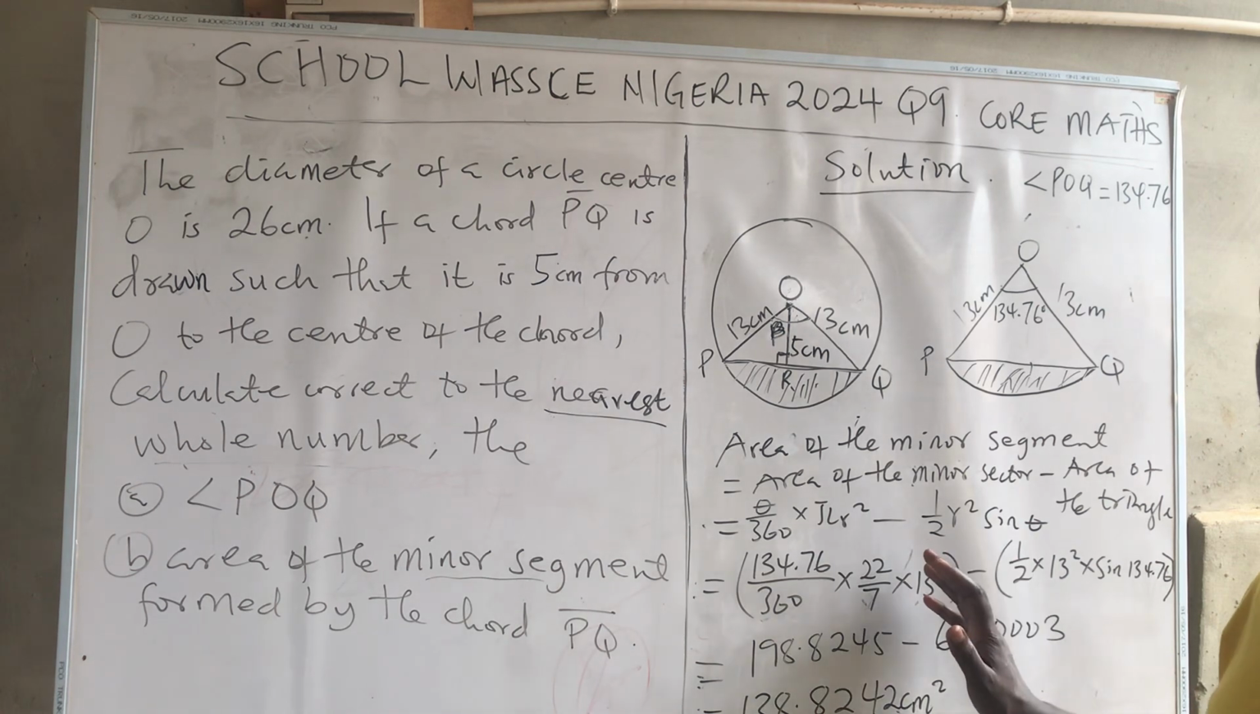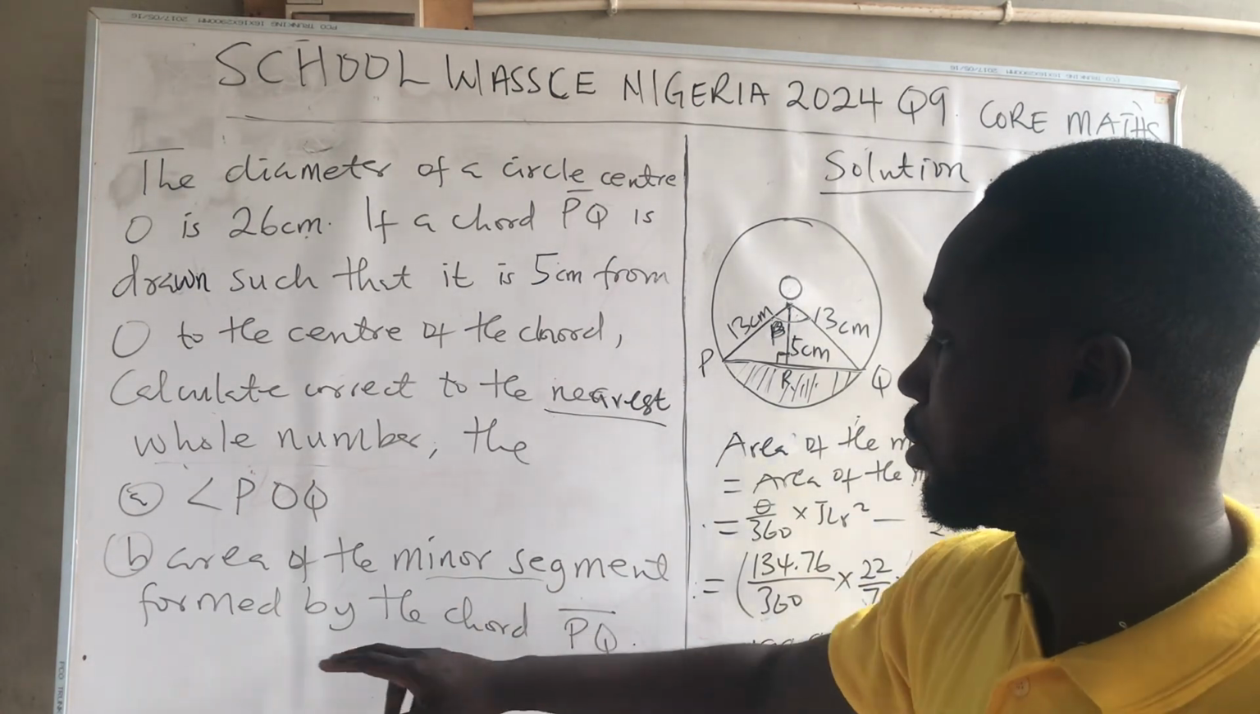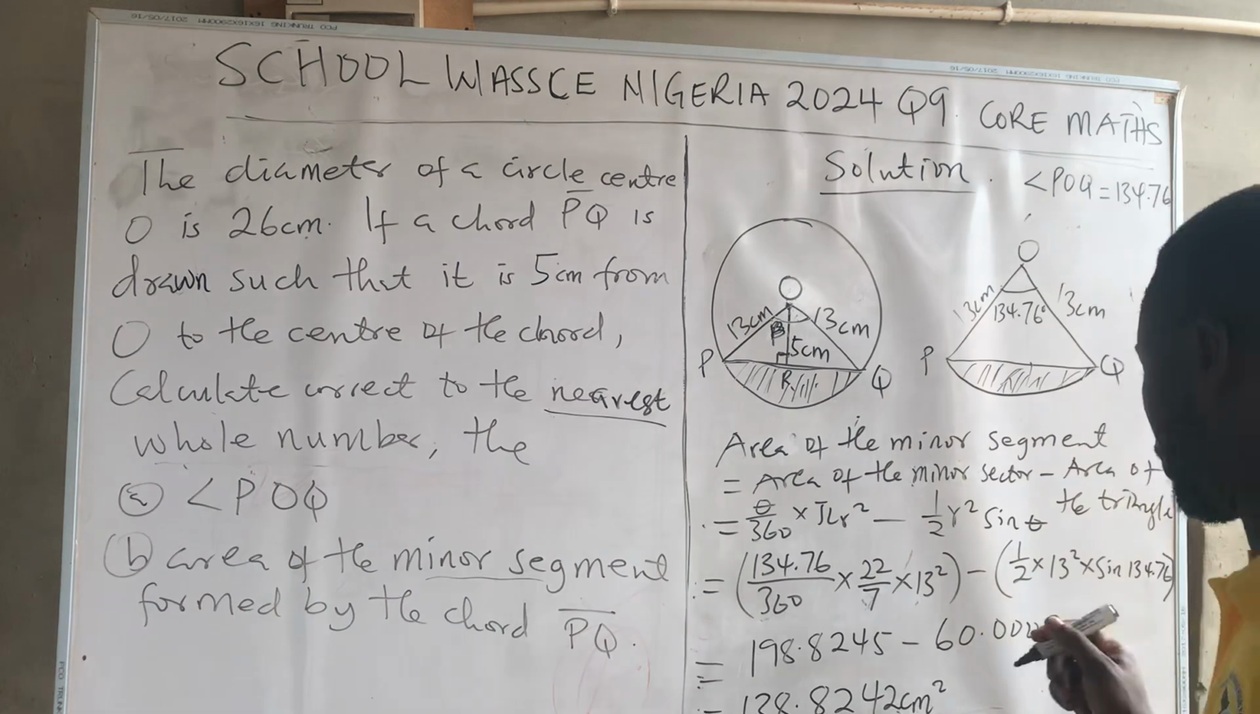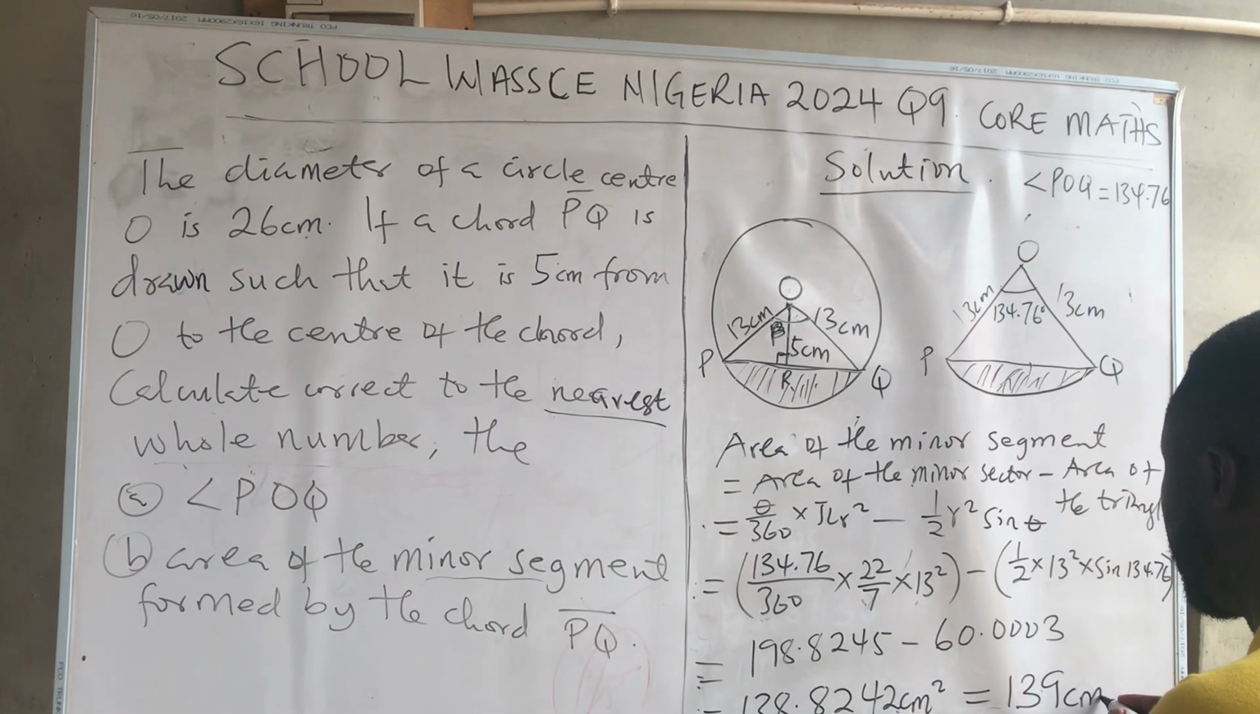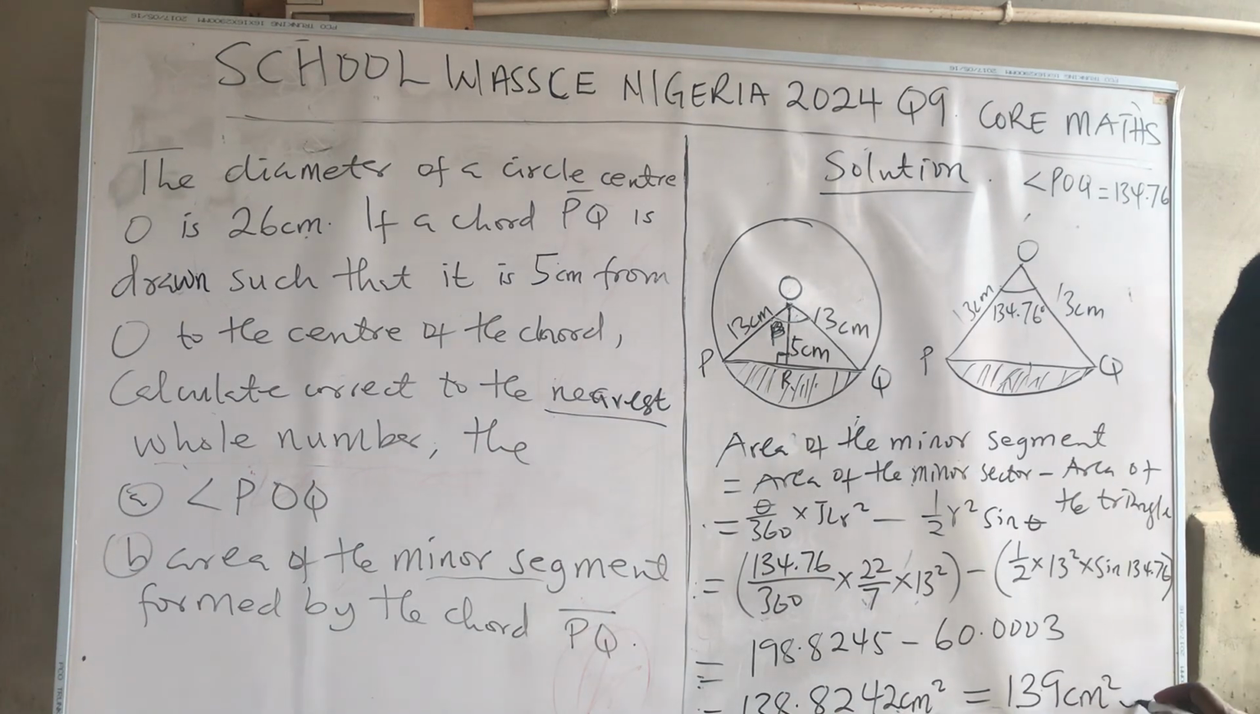Centimeters squared because it is an area, and the question requires that we calculate to the nearest whole number. To the nearest whole number, that gives us 139 centimeters squared.